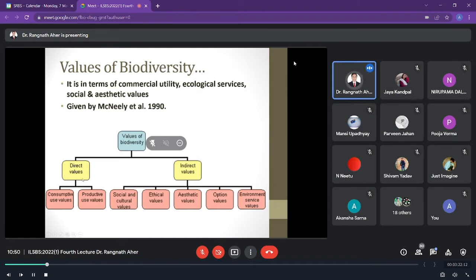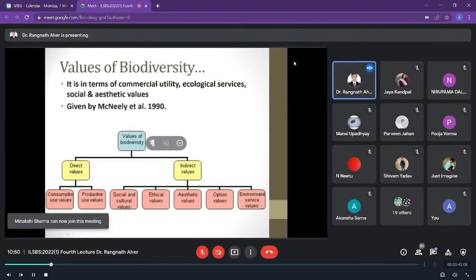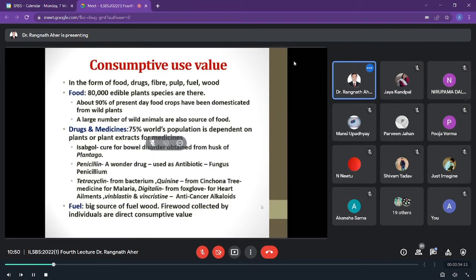The direct values mean the consumptive use values as well as the productive use values. The indirect values are the social and cultural values, ethical values, aesthetic, option, and environmental service values. These are the two types of values, direct and indirect. Direct values are classified into two categories, and indirect values into five different categories.